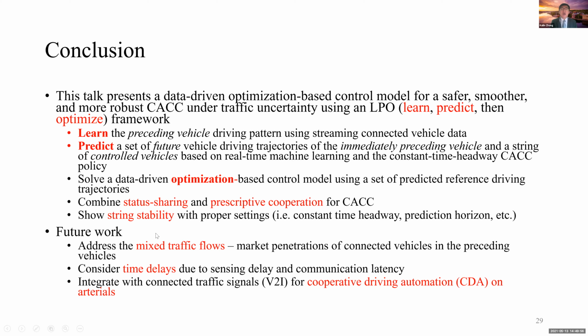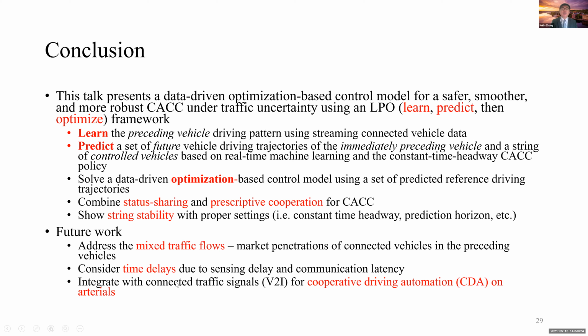And in the future, we will try to consider more complex things. First, how about the preceding vehicles? They are not all connected vehicles, but I believe in the future maybe all vehicles can share data with each other. But for now, not really fully connected in front of the vehicle, and that makes a challenge here. The other thing is, in our formulation we didn't consider time delay from sensing or communication latency, and how to consider that in the formulation.